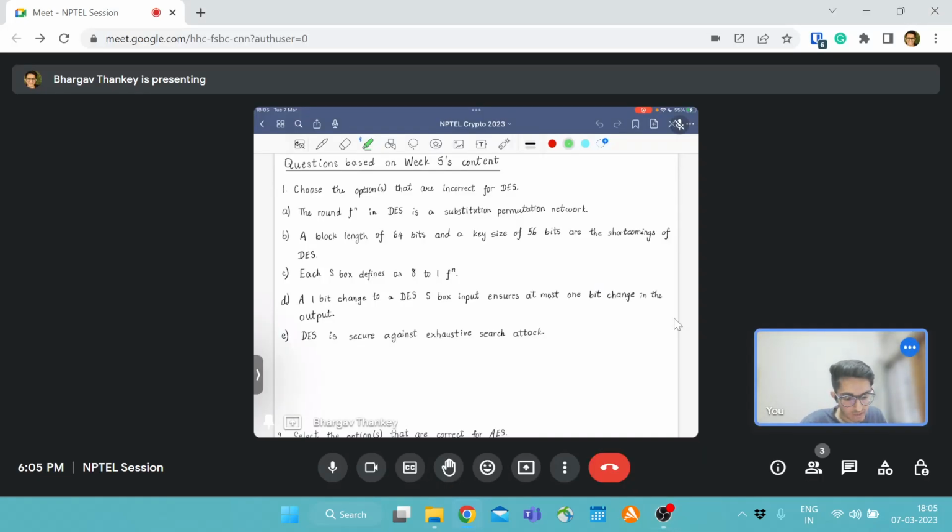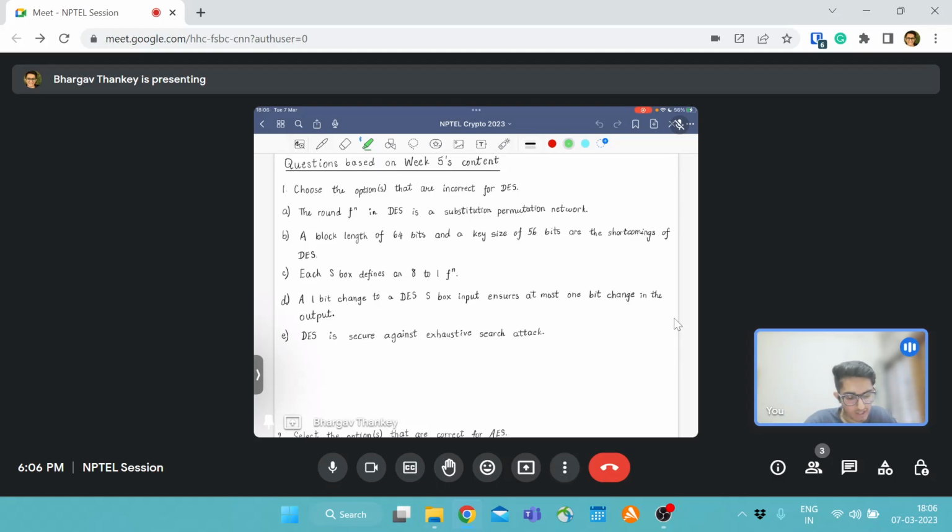Okay, so the first option is the round function in DES is a substitution permutation network. Well, that is true. So DES is a Feistel cipher network, but in a Feistel cipher network, in each and every round you have a round function, and in case of DES, that round function is instantiated or realized using a substitution permutation network. So DES sort of gives you best of both Feistel network and a substitution permutation network. So option A is correct.